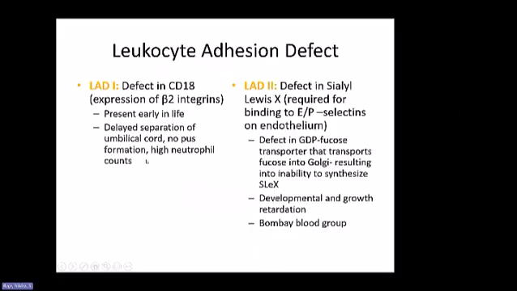All right, so if there is a defect in integrins, the beta chain of the integrin, CD18, then it causes LAD type 1. That's the most serious form of LAD, presents early in life, causes delayed separation of the umbilical cord, no pus formation, and there is no pus formation when these patients present with skin and subcutaneous infections.